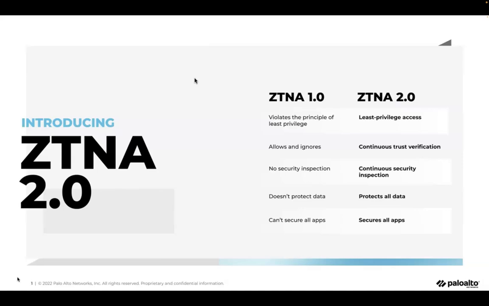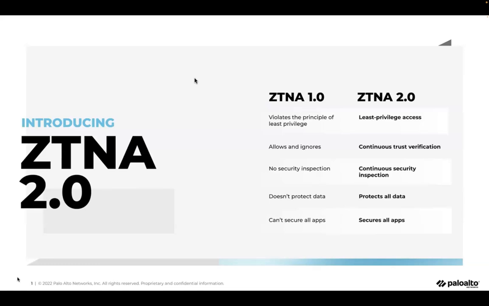When you think about ZTNA 1.0, what was happening before is that we had access brokers that basically brokered the access for a user, and then they handed off traffic once access was granted. That violated a couple of things, and it caused a couple of gaps that we would come to see. For example, it was kind of an all or nothing access. You could get access to some environment, then we allowed it and pretty much ignored anything else that happened once that took place.